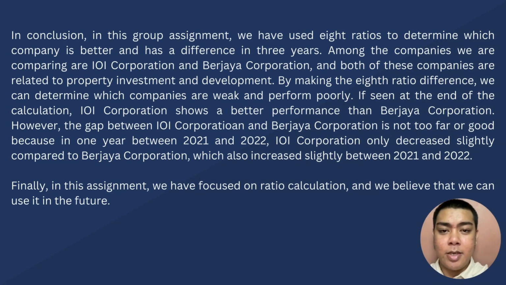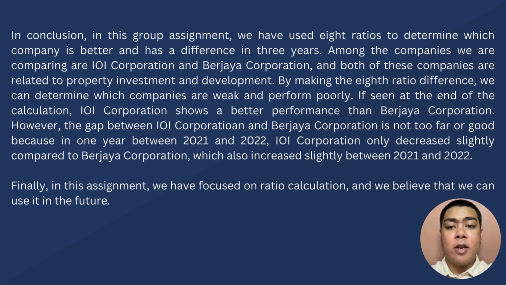In conclusion, in this group assignment, we have used 8 ratios to determine which company is better over 3 different years. Among the companies we are comparing are IOI Corporation and Berjaya Corporation, and both of these companies are related to property investment and development. By using the 8 ratios, we can determine which companies are weak and which perform well.